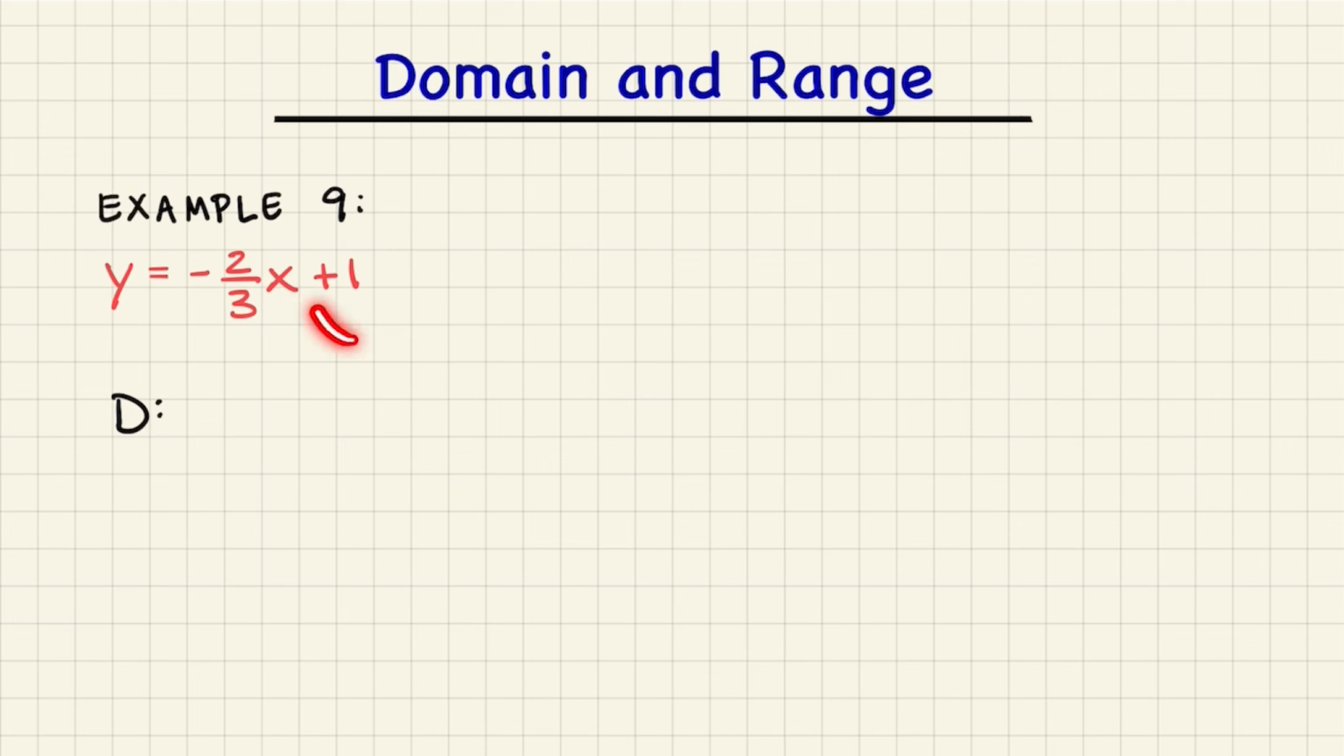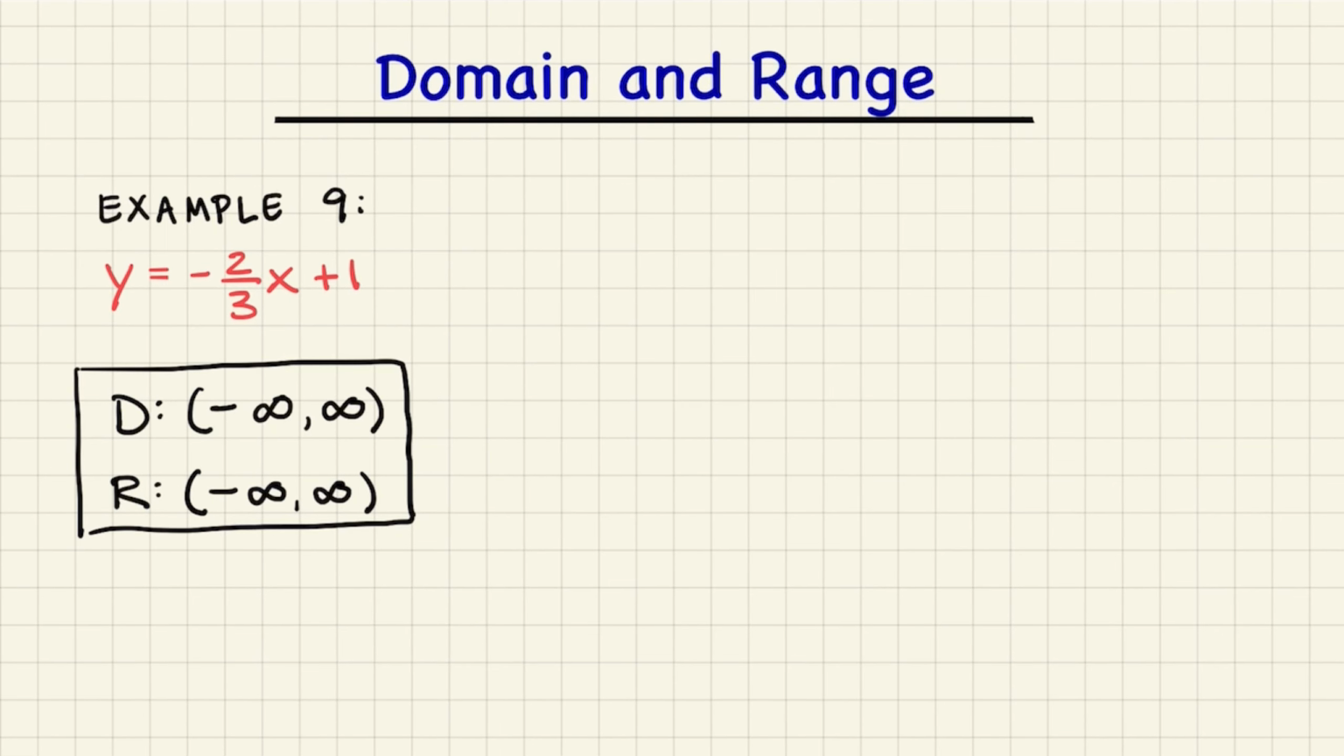We can plug in 0 for x, we can plug in any negative number, any positive number. So our domain for this equation, this function, is all real numbers. So negative infinity to positive infinity. And then our range, we can also get all real numbers. There's nothing excluded from the y values. So our range will include all real numbers as well.